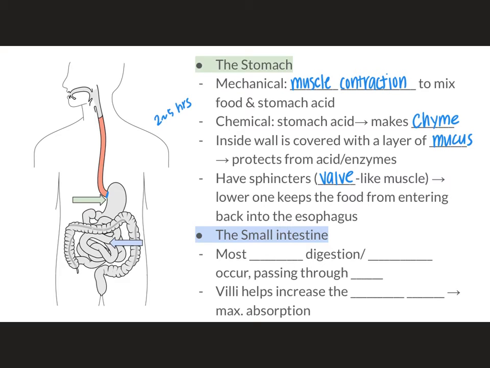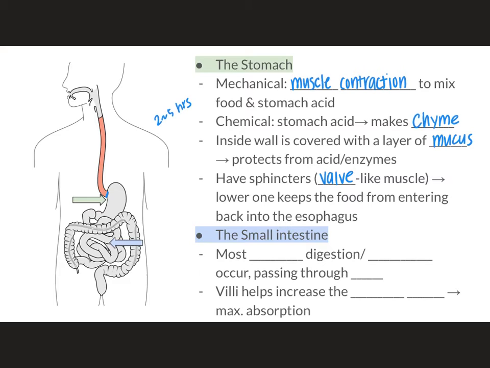It's very important because this lower one right next to the stomach keeps the food from entering back into the esophagus. And because your chyme is mixed with acid and different enzymes, if they go back to your esophagus, you're going to have different irritation and symptoms like heartburn. So we don't want that to happen. And the sphincters can help you regulate just that.